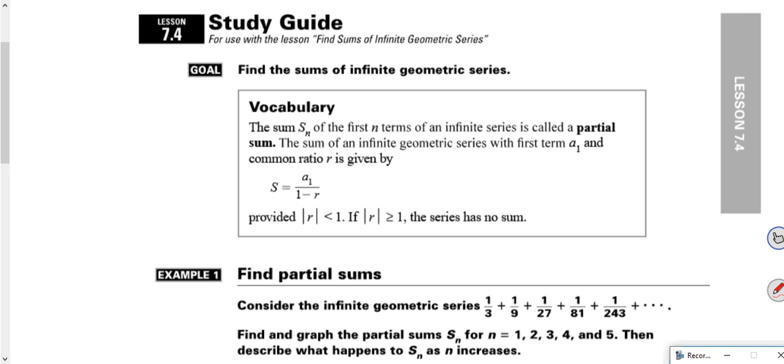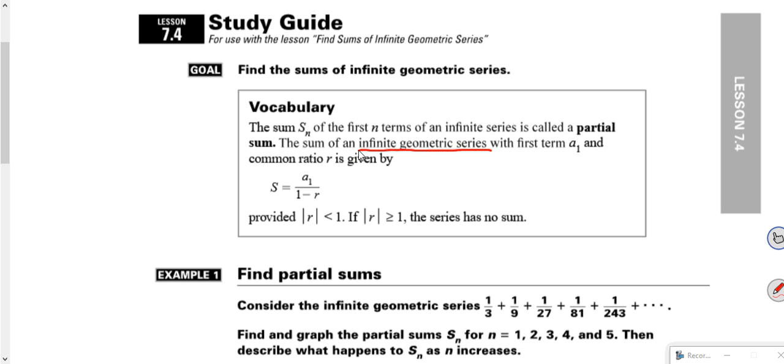I am now covering section 7.4. Again, this is optional. I just keep wanting to point that out. The last section, 7.3, we talked about geometric sequences and series. The section before that, we talked about arithmetic sequences and series. Today, we're going to be talking about the sums of infinite geometric series.